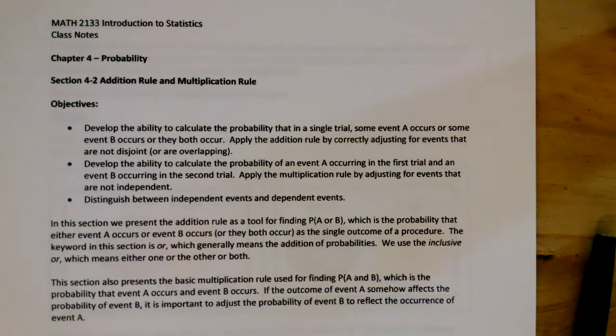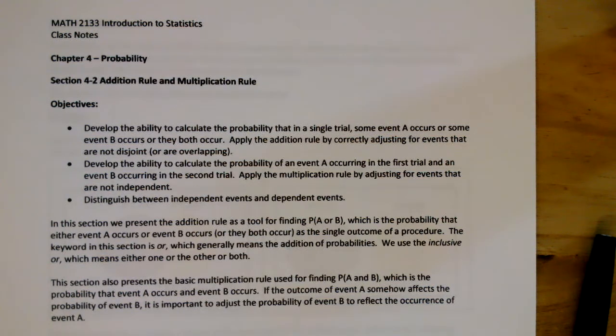Also, we'll develop the ability to calculate the probability of event A occurring in the first trial and an event B occurring in the second trial. This is where we apply the multiplication rule by adjusting the events that are not independent. Also, we'll distinguish between independent and dependent events. Okay, so that's what we'll look at in section 4-2.